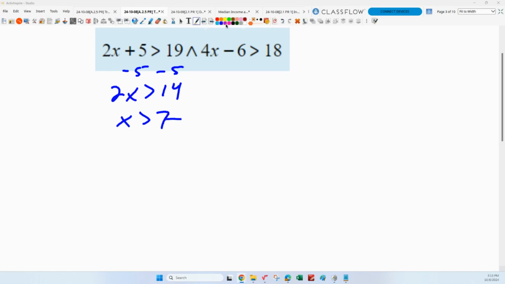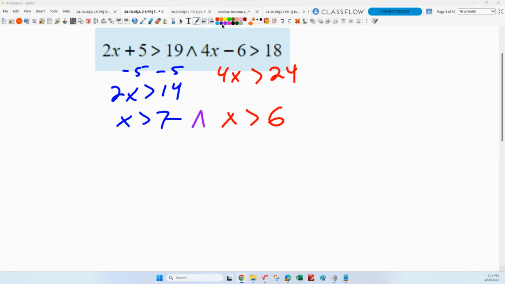And how about the other one? What are the two steps in order here? New people, be brave. First thing we're going to do. Add 6 and then divide by 4. There you go. So 4x is greater than 24. If I add 6 to both sides, I divide by 4. Don't I just get x is greater than 6? Okay, that's a little different for an and statement.